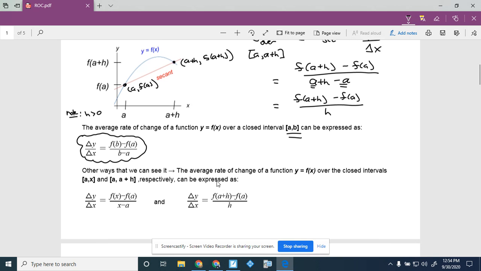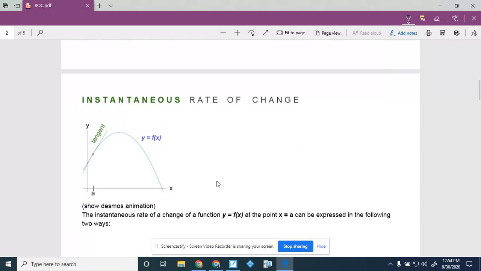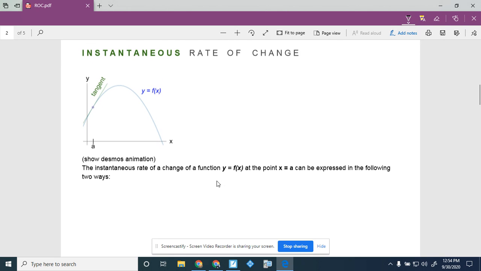So now what do I want to do next? Well, now I want to talk about instantaneous rate of change. And this is going to seem a little weird to you. But if average rate of change represents slope of a secant line over an interval, then what does instantaneous rate of change? How is that represented? And you can see my picture here. It's actually represented by the slope of a tangent line.